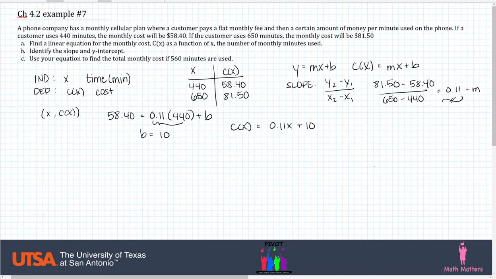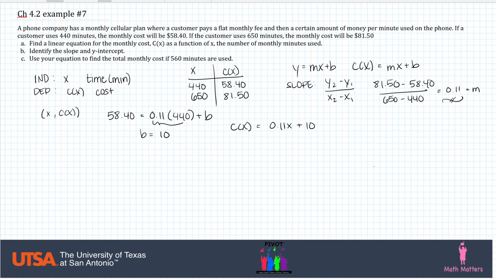Then part b says to identify the slope and the y-intercept. So the slope is the difference in y, and y is the cost, over the difference in x, which is the time in minutes. So the slope, m, is actually dollars per minute. It's the rate.